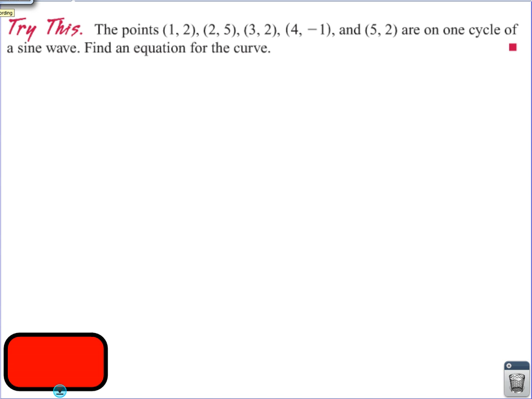This one said the points (1, 2), (2, 5), (3, 2), (4, -1), and (5, 2) are on one cycle of a sine wave. And if you want to see what the graph of that would look like, here you go.